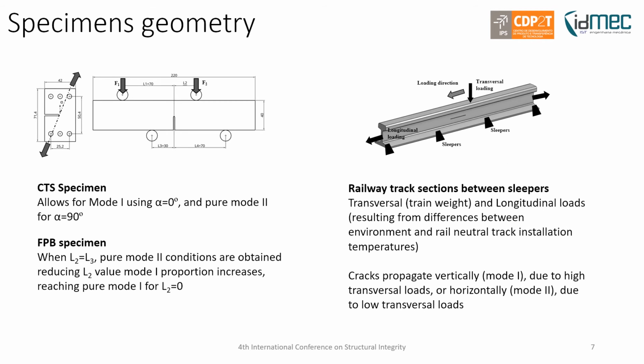Of course, if we want to analyze non-proportional conditions or real-world loading conditions, then we can simulate a railway track supported by sleepers. In this case, we have simulated the longitudinal loading of the track created by different environmental temperature conditions and a transversal loading that moves along the rolling direction and simulates the passage of the railway wheel on top of the track.